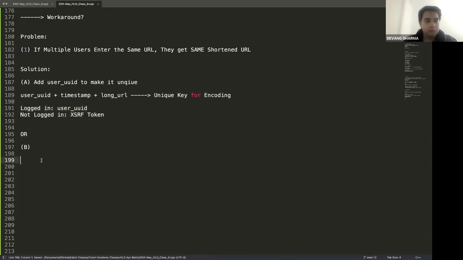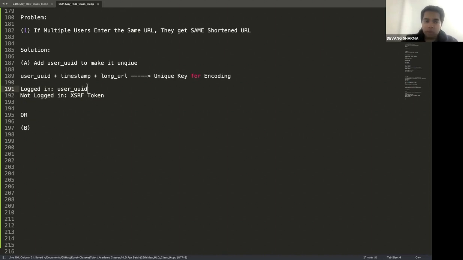Okay. So that solves part of my problem. What if multiple users try to shorten the same URL? They still will get a different encoding. This part clear to all? Can't we use queries based on short URL hash and user ID to create it or not? We'll talk about it. Okay. Yes, the XSRF token will be unique for each request. See, XSRF is session based. So every time you create a session, every time you make a request, it will be unique. Okay. All right. Coming to number B, what can be the other approach?